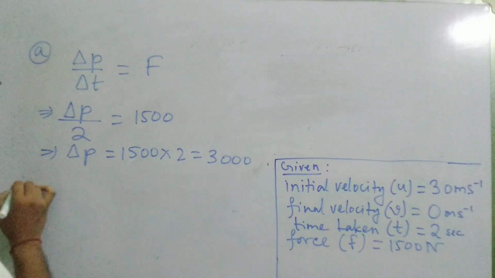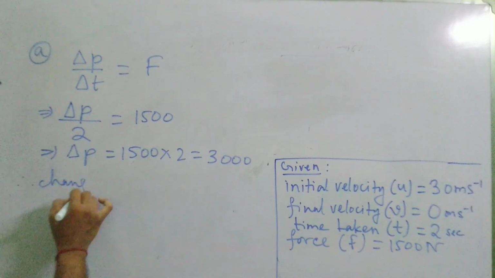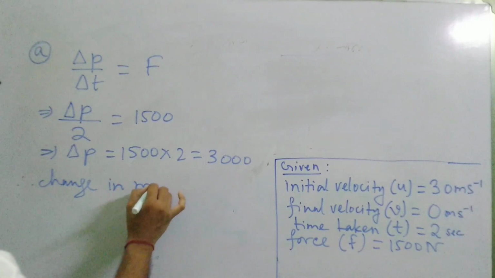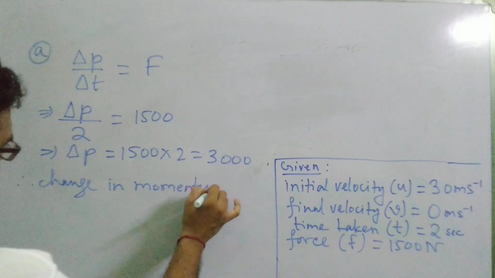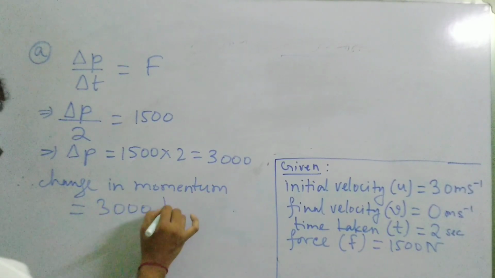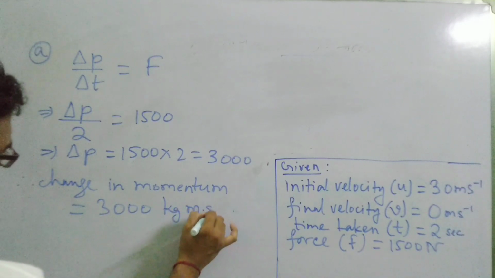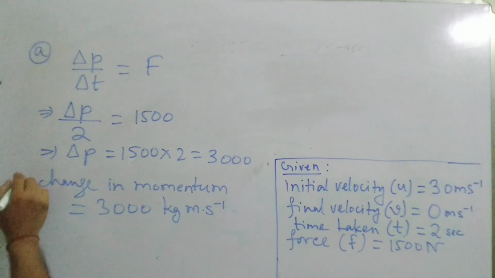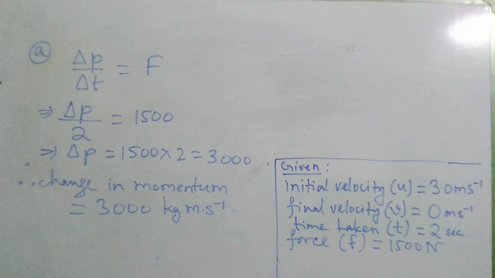So therefore change in momentum is equal to 3000 kg meter second inverse. Okay, so this is the calculation. So I think it is clear. So delta P by delta T is equal to force, we know this from Newton's second law. Using that formula we have found out the given solution.